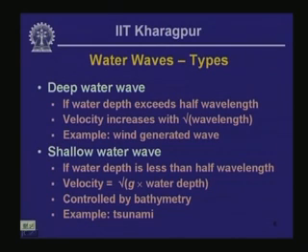in this particular situation velocity increases with the square root of wavelength. So, a wave that has a longer wavelength is going to travel faster in this particular case. An example of this class of wave is wind generated wave, such as storm waves. Then on the other end of the spectrum, you have shallow water wave.